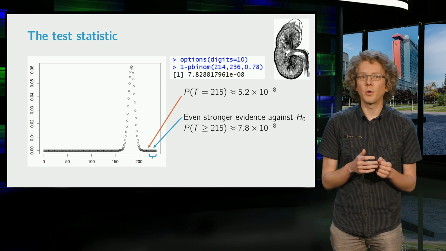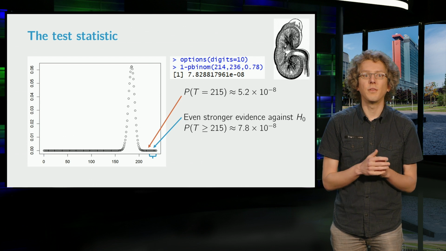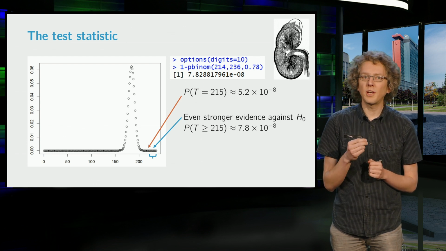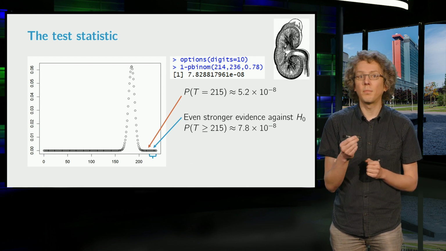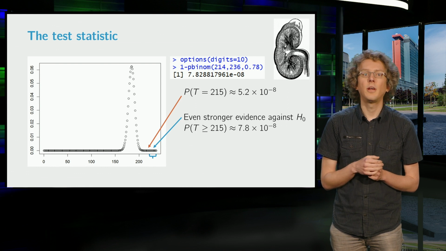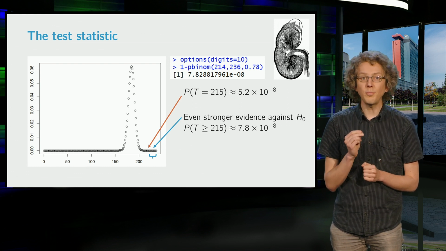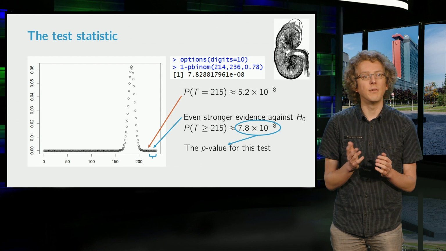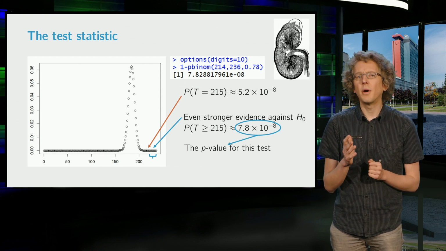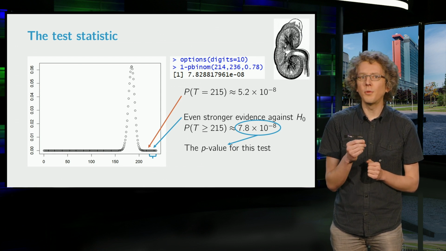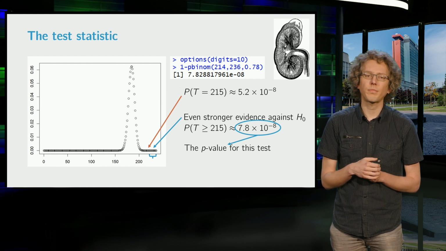In our case, the probability that T is at least 215 is equal to 7.8 times 10 to the power minus 8. In hypothesis testing, this probability is called the p-value. By the way, this is why we call the unknown proportion theta rather than p, to avoid confusion.